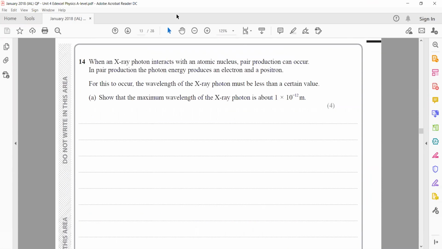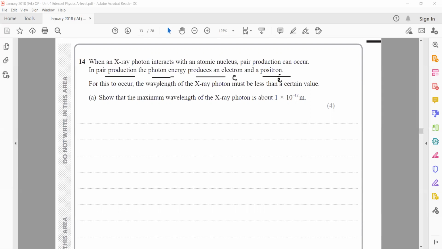Okay, in this question, when an X-ray photon interacts with an atomic nucleus, pair production occurs. What's the meaning of pair production? It means a particle and an antiparticle are produced. In pair production, a photon's energy produces an electron and a positron. The electron is a particle, and the positron is an antiparticle, or antilepton.